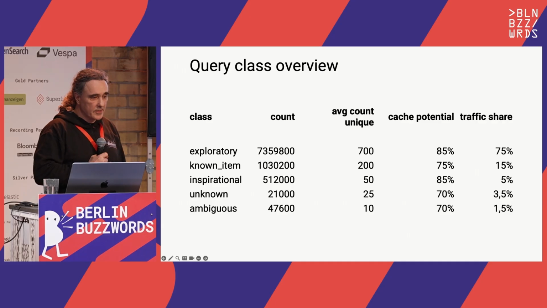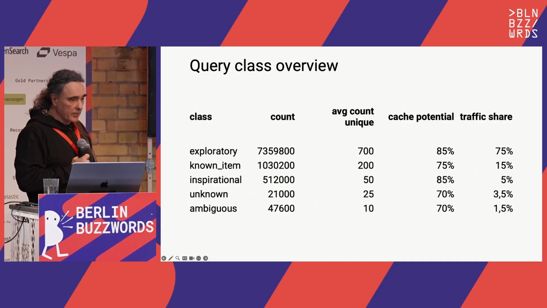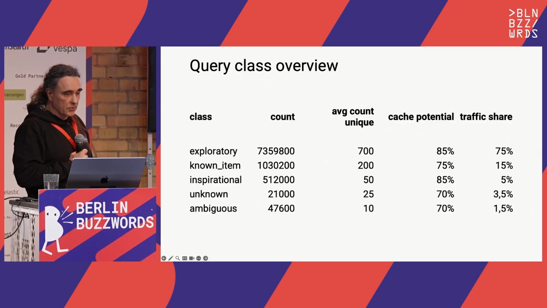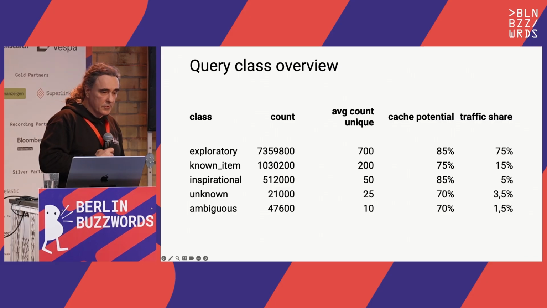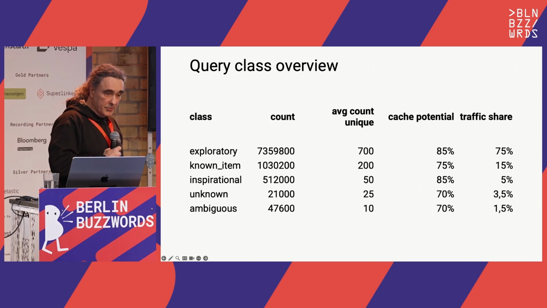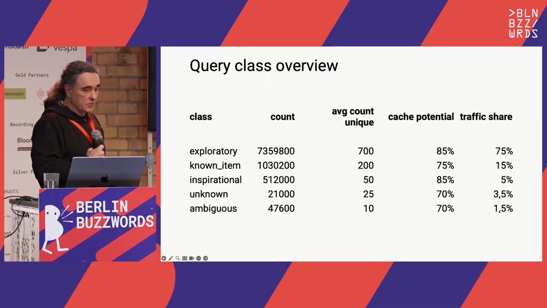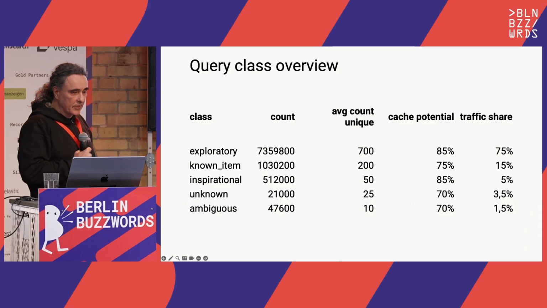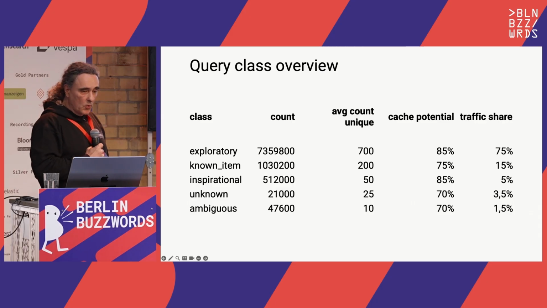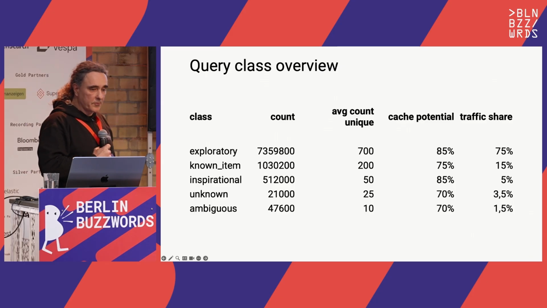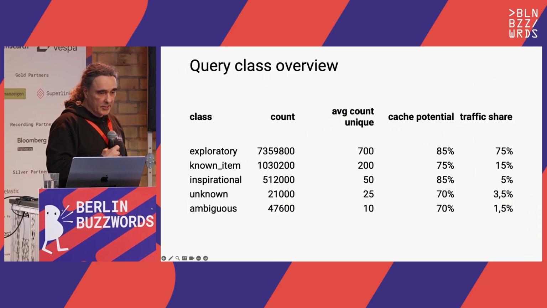Not very surprisingly, most queries fall into the exploratory class. People search a lot for washing machines and the like, and the cache potential is also high because these queries recur very often. Then we have a smaller class of known items with a lower cache potential, which is also not surprising because individuality plays a greater role when you search for specific items. And we have a small share of inspirational queries, and surprisingly, they also showed a high cache potential.